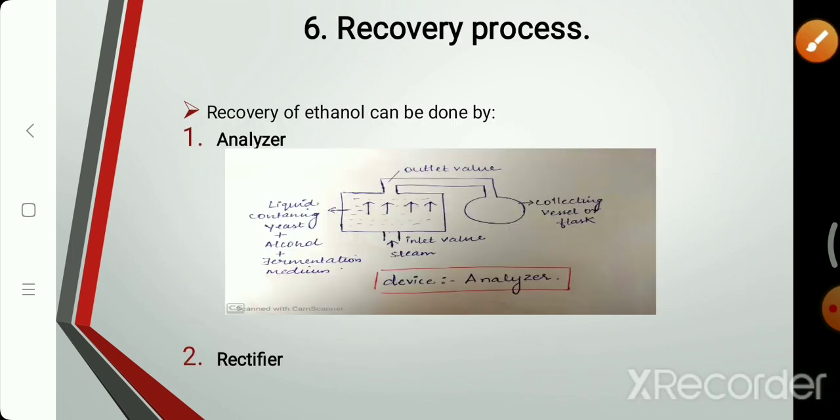Sixth step is recovery process. Recovery of ethanol can be done by two main ways. First, by the analyzer, and the second by rectifier. Analyzer is based on the principle of evaporation, or we can say vaporization.